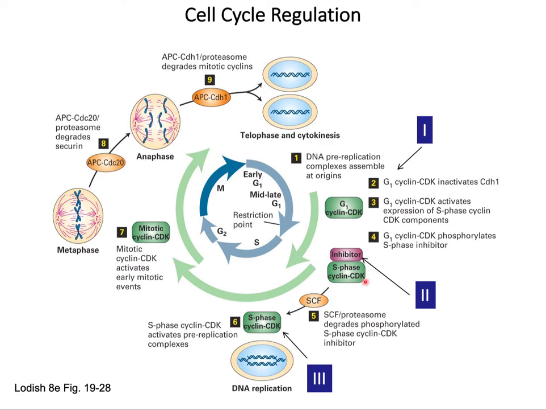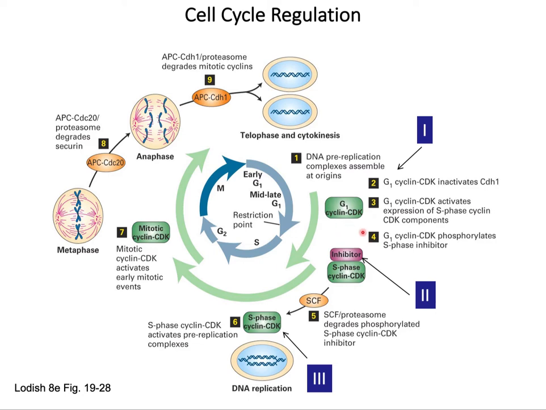These S-phase cyclins are actually made during G1, but you don't want them to be active in G1. As it turns out, there is an inhibitor present during G1, and the S-phase cyclin CDK dimer interacts with the inhibitor and remains inactive until the cell is ready to move into the S phase. The other job of the G1 cyclin CDK dimer is to eventually phosphorylate this inhibitor.